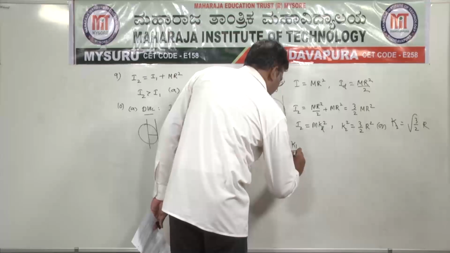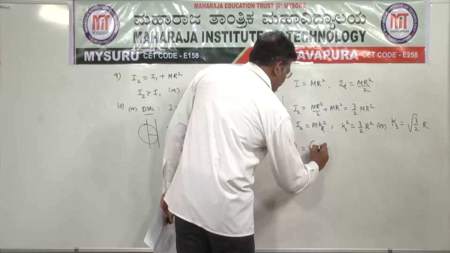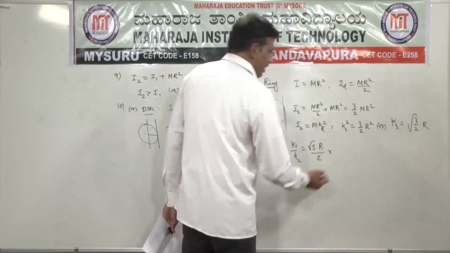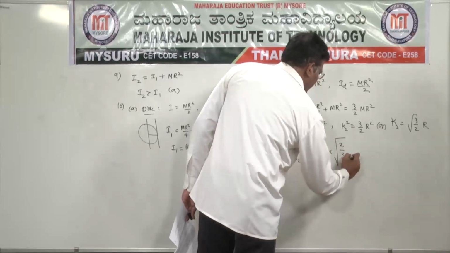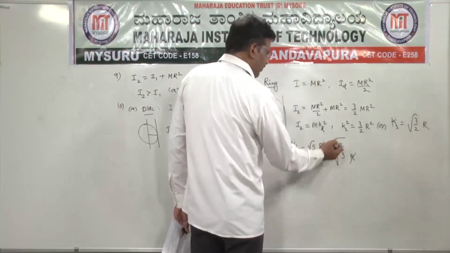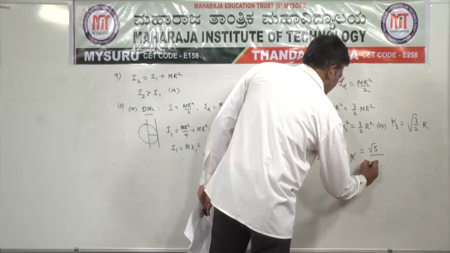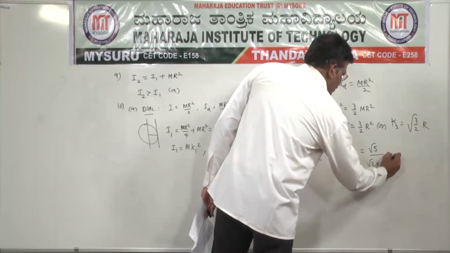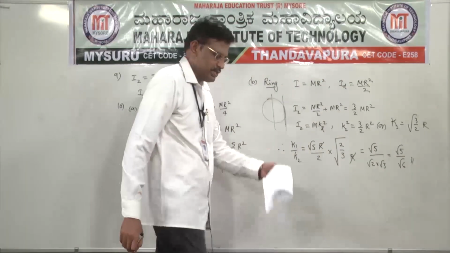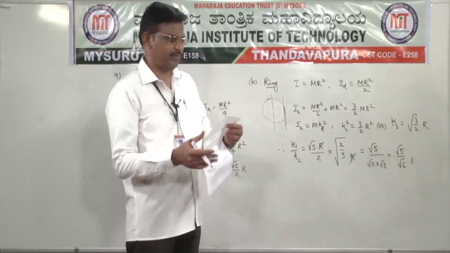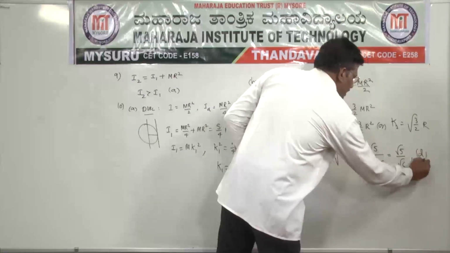Therefore k1 divided by k2 is equal to, k1 is root 5 into r by 2, and 1 by k2 can be written as square root of 2 by 3 into 1 by r. R cancels. Root 2 by 2 can be written as 1 by root 2, so root 5 divided by root 2 into root 3. So that is equal to root 5 by root 6, which is our answer. Root 5 is to root 6, that is option D. Option D is the right option.